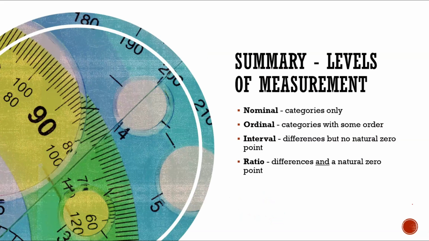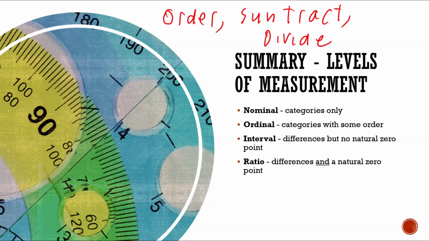So if you want a summary, nominal is categories only. You can think of there being 3 operations you can do: you can order, you can subtract, and you can divide. I'm going to call these O, S, and D. You can always do these, but only sometimes is it meaningful. So in nominal data, there is no sensible way to order, subtract, or divide. There's nothing you can do.